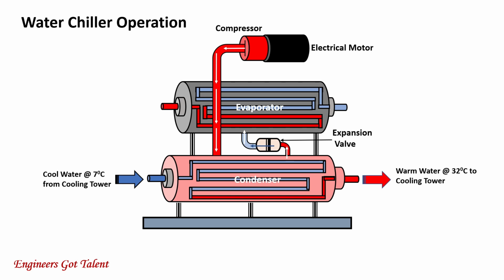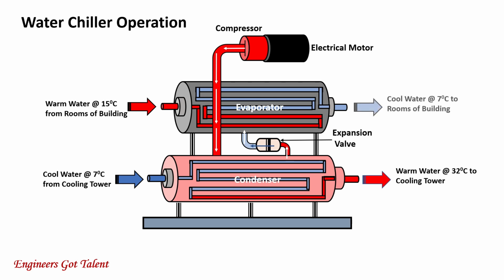The function of the evaporator is to pick up or absorb the heat from the warm water coming from the rooms of the building at 15 degrees Celsius. By the way, the warm water is flowing inside the evaporator tubes, while the refrigerant is outside the tubes. The refrigerant and the warm water never mix and are completely isolated inside the evaporator vessel. It is the cold temperature, low pressure refrigerant that picks up the heat. The refrigerant absorbs the heat from the warm water inside the evaporator coils. The warm water cools down and exits the evaporator as chilled water at 7 degrees Celsius.